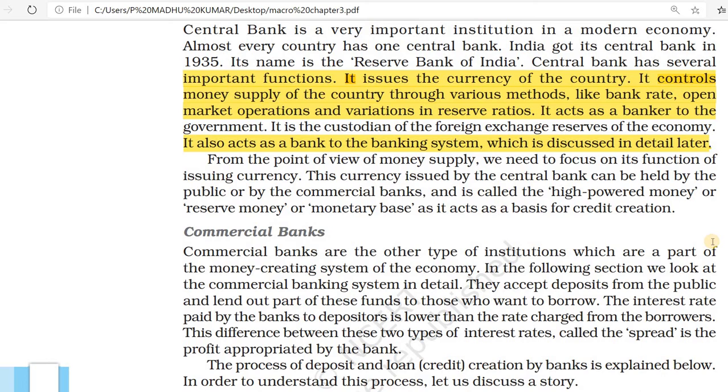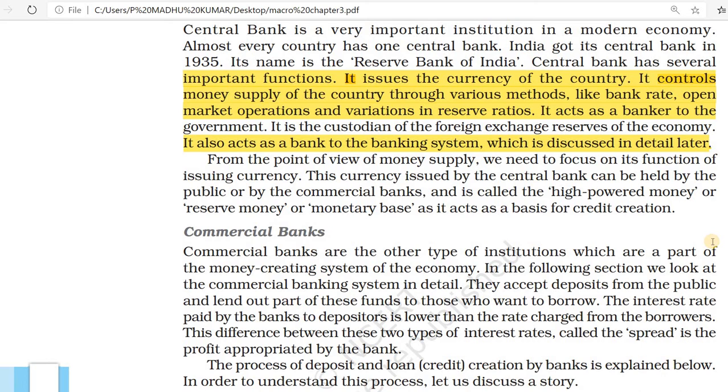The RBI acts as a custodian of foreign exchange reserves. It is required to maintain reserves like gold, silver and foreign exchange. The RBI has a separate exchange control department to supervise and control foreign exchange reserves. These are the main functions of the Central Bank of India, or Reserve Bank of India.